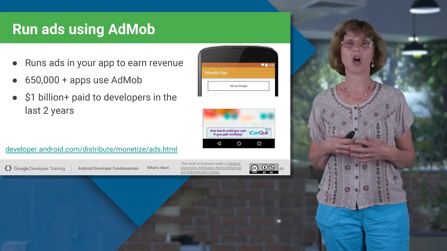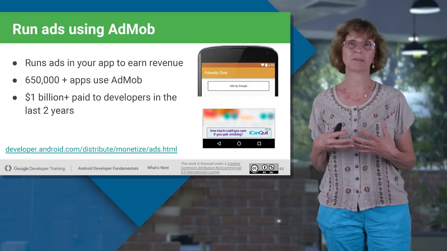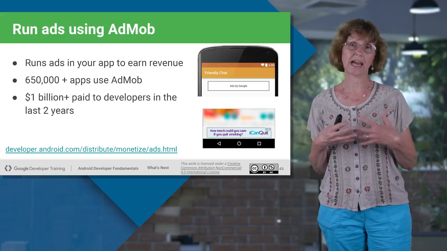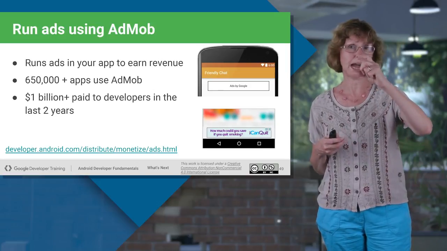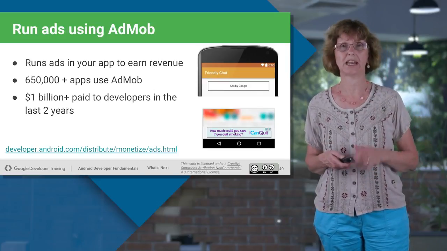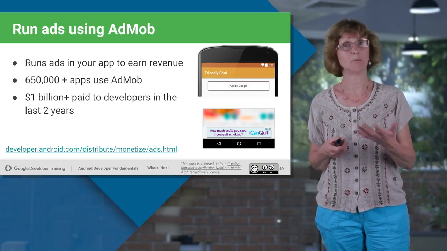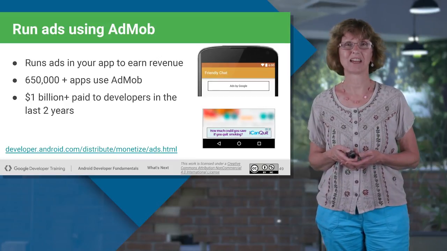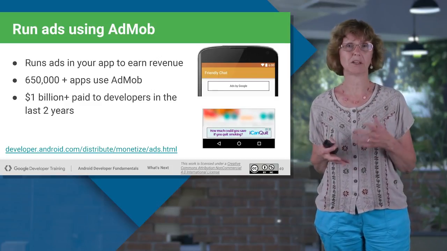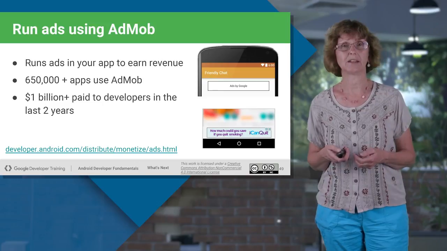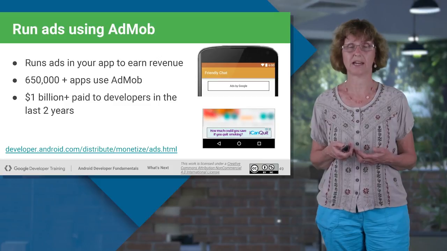Google has a huge inventory of ads, massive amounts of ads. When you run AdMob in your application, you get access to all those ads. You just make the space in your app for the ad, and Google will find an ad to go in there. AdMob basically stands for ad on mobile. 650,000 apps use AdMob. I'm sure it's more than that because I wrote this slide a while ago. And Google has paid more than $1 billion to developers in the last 2 years for running ads.